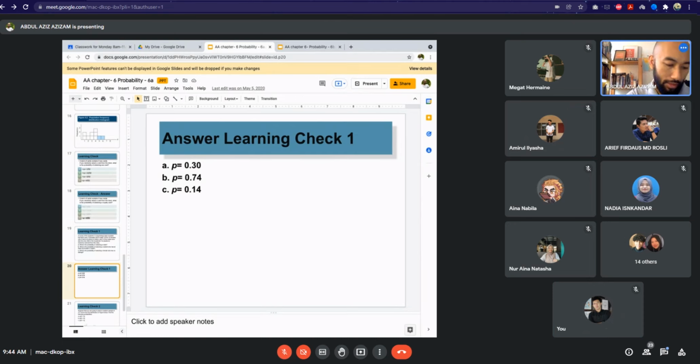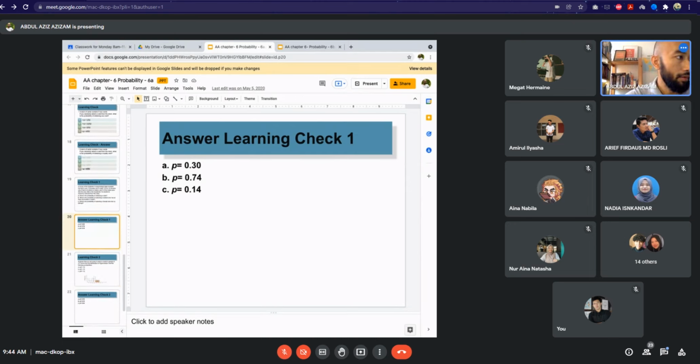Okay. Ya, kita akan dapat tahu lebih banyak bila kita ada some error, dan kita boleh faham benar. Okay, clear. Kita try yang learning check tu pula.